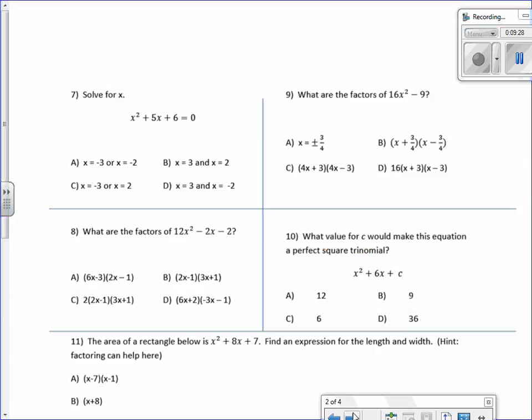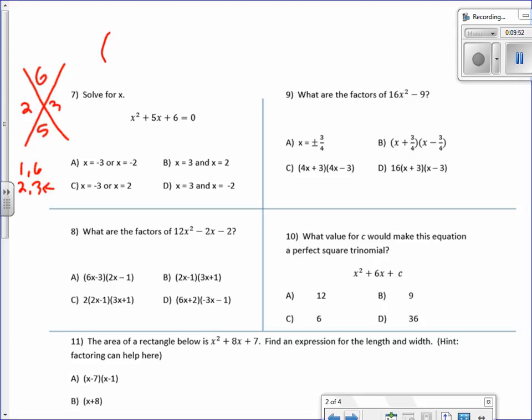Next question, solve for x, all right? So always check for GCF. There's no GCF here. I always like to check and see if I can use the x method. So are there numbers that multiply to make 6 and add to make 5? Sure are. My only choices are 1 and 6, 2 and 3. Look, 2 and 3 make 5. So this is a nice one.